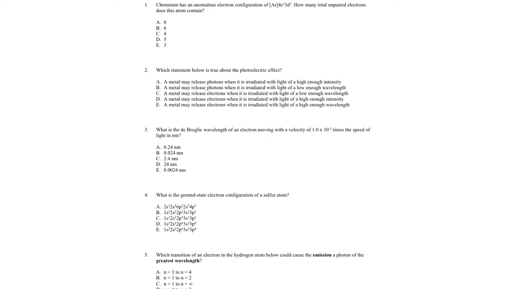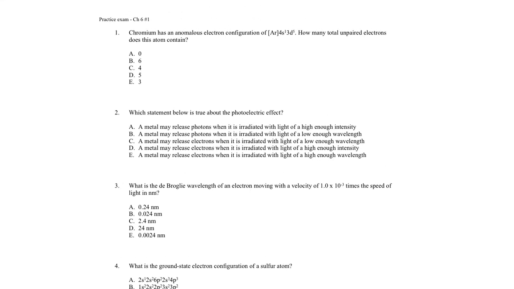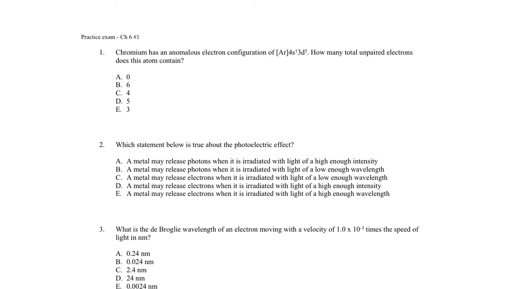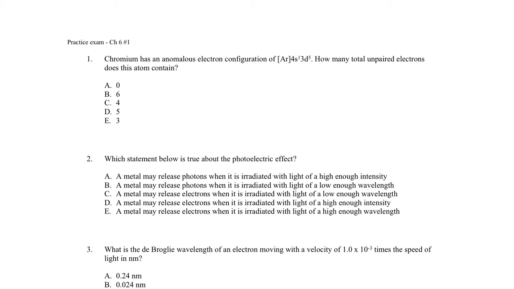Hello, these are the solutions to the Chapter 6 review number 1. So we're told here chromium has an anomalous configuration. You wouldn't be expected to know that it has an anomalous configuration, but we're told here that it does. How many unpaired electrons does the atom contain?